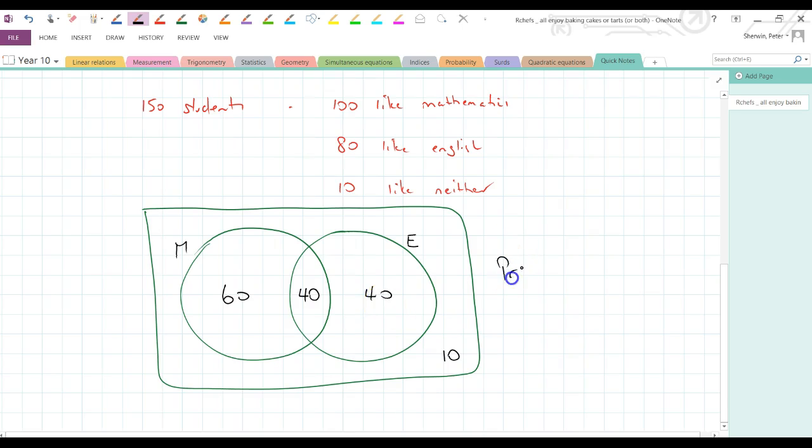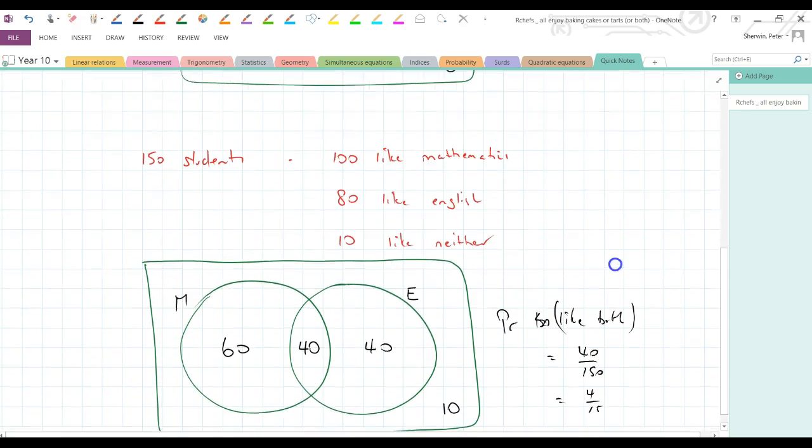Now I can answer questions like probability, both liking, like both. That sort of question. I could say, oh well, the probability that they like both is 40 over 150, which is 4 over 15, that sort of thing. So that's the type of Venn diagram example I was trying to get out in my revision session, but failed.